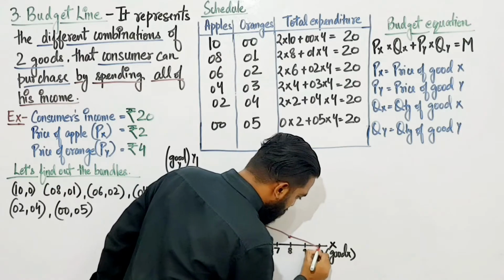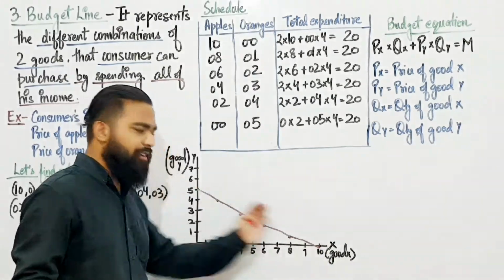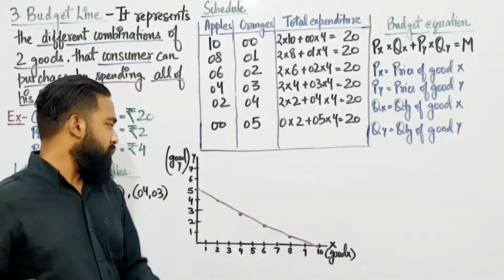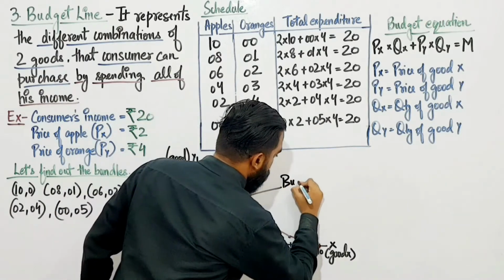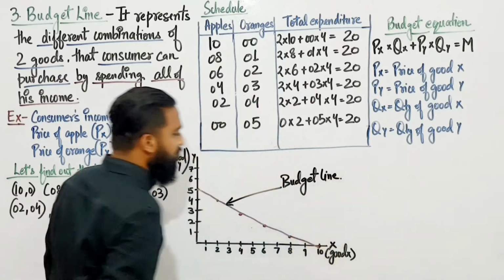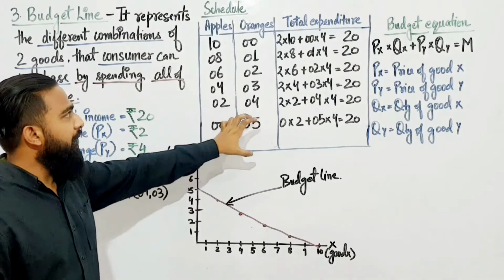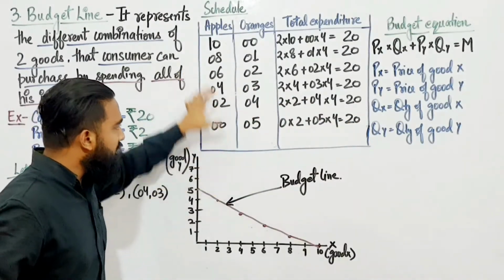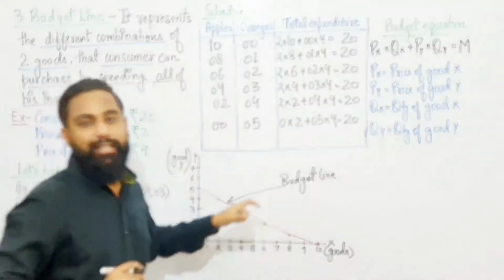And make sure that they are in a straight line. Now, if you use the scale, your line will be straight. Now students, this line is your budget line. Fine. If you plot these goods X and good Y, total expenditure which should be equal, the line which you get, that's the budget line.